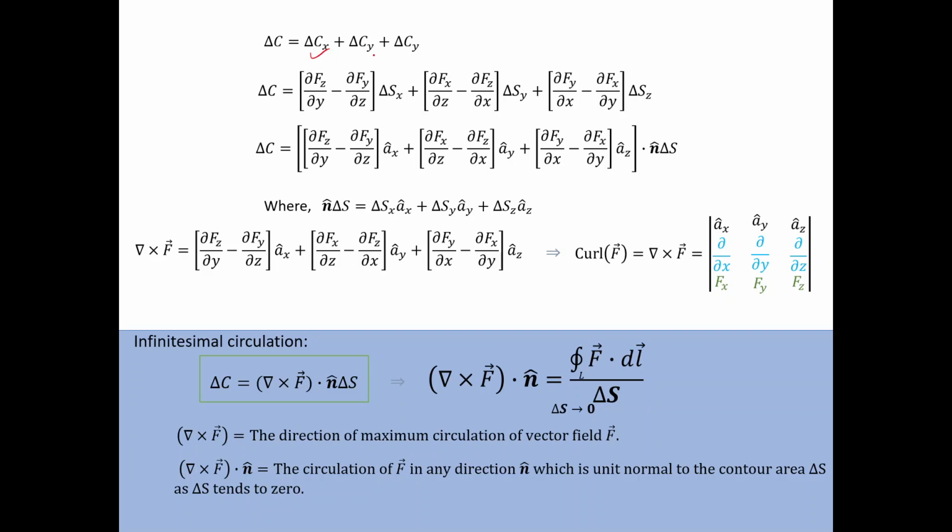Then adding up all the circulations, this must be d because we have taken the limit. It must be d everywhere. So likewise, the same expression can be written in terms of dot product, and this particular expression is nothing but the curl of the vector field.